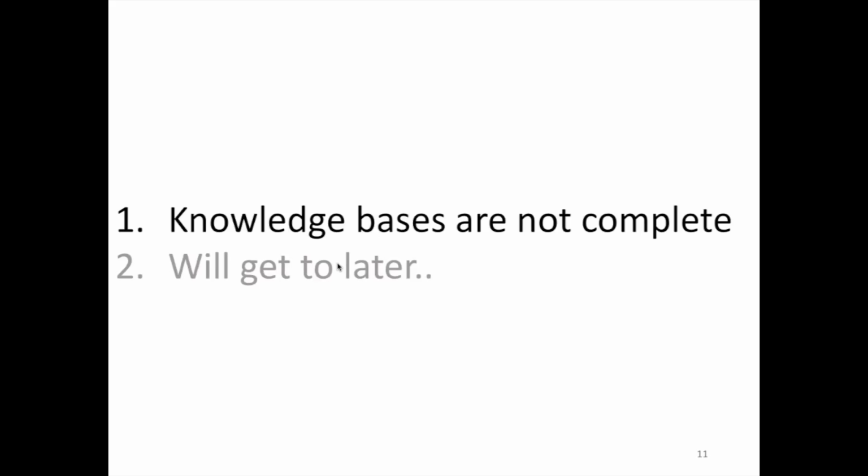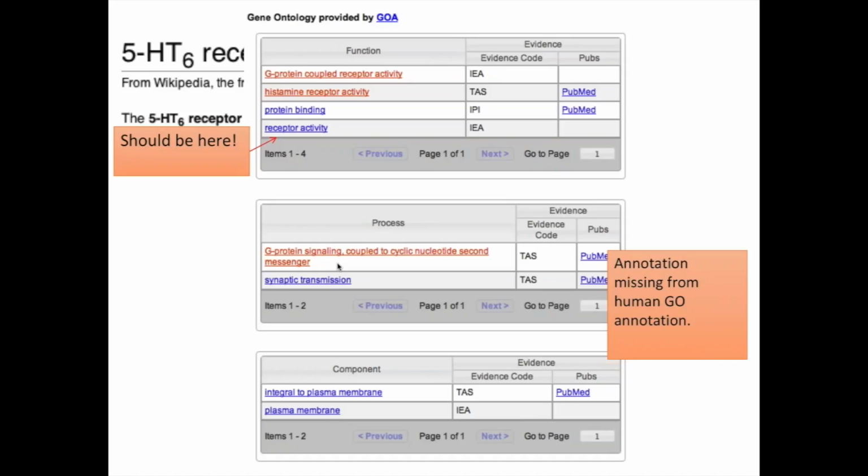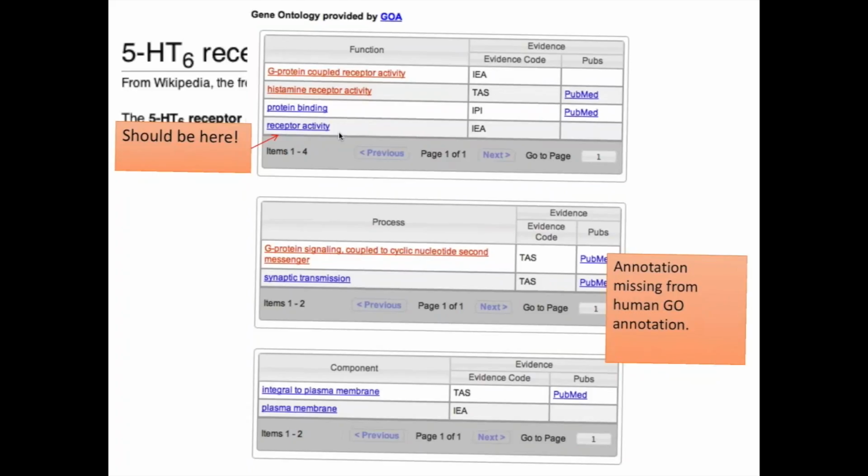Number one problem, which I'll give you an example of, is that knowledge bases are not complete, and I'll use an example from the gene ontology to illustrate that. Here's a gene called the 5-HT6 receptor. In case you didn't know, 5-HT receptor means serotonin receptor. Here is an entry about this gene coming from the Gene Ontology Consortium. You'll notice there is receptor activity, but there's nothing to say that this is related to serotonin receptor activity in the annotation. That's obviously a big problem, right?